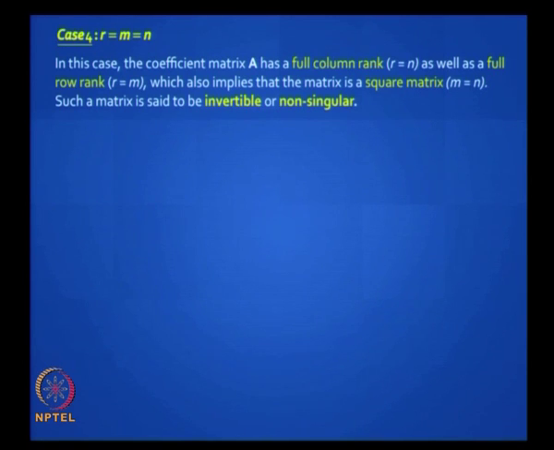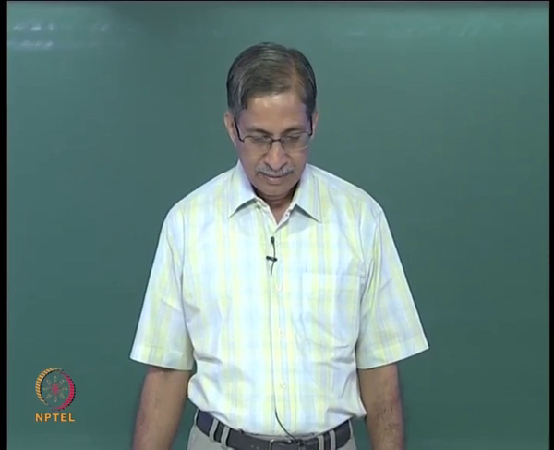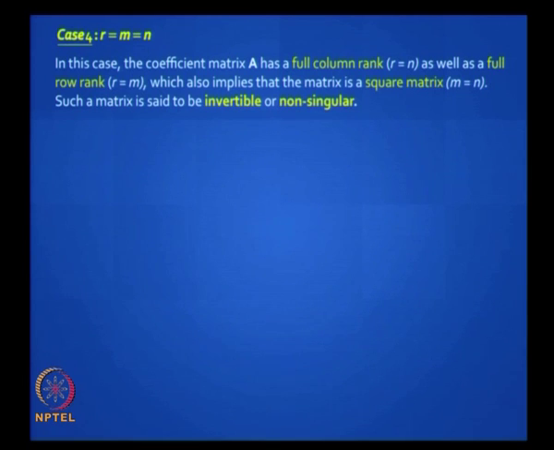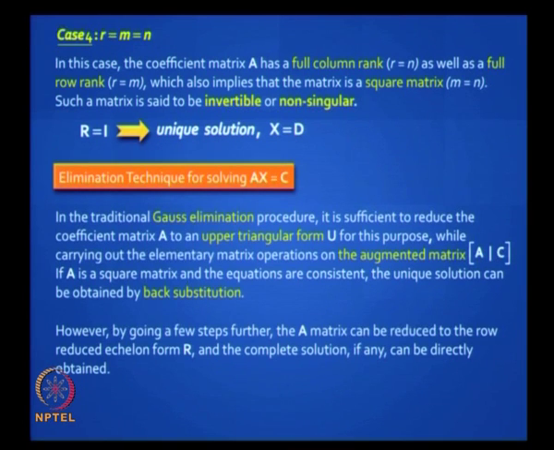In this case the coefficient matrix A has a full column rank as well as full row rank, and this also implies that the matrix is a square matrix. Such a matrix is said to be invertible or non-singular, and all our stiffness matrices for stable structures will look like this, so then you do not have a problem. You also have a symmetric matrix in our case, you have a unique solution, and you can use the Gauss elimination method, or you can reduce to a row reduced echelon form and get the answer.